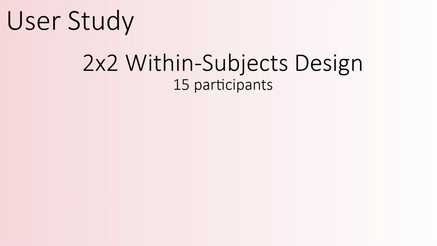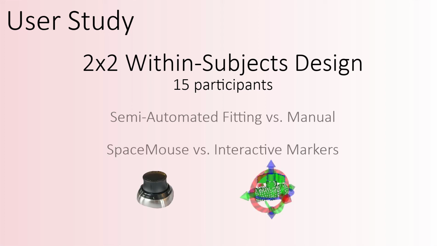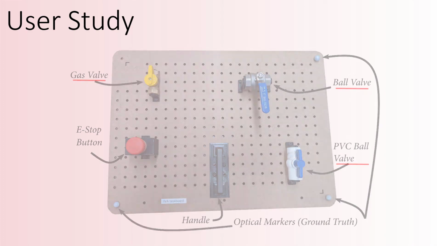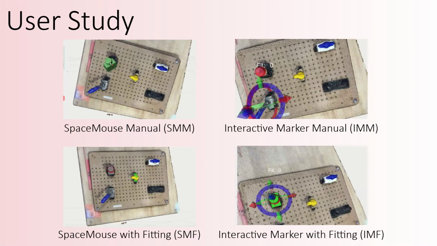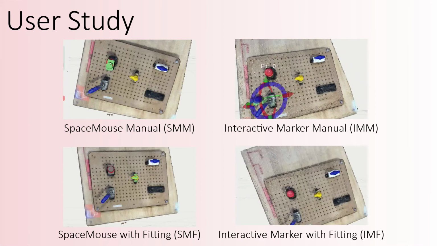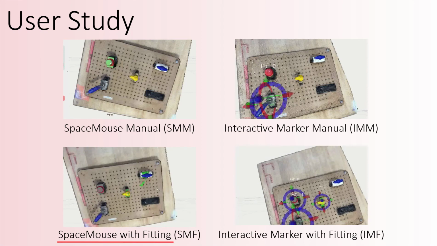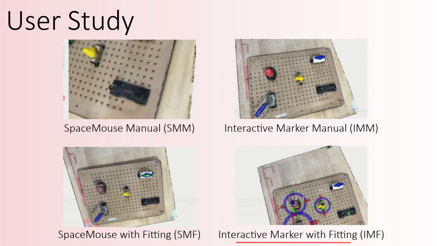We conducted a 2x2 within subjects user study to assess our method. The study was designed to confirm the benefits of our semi-automated fitting and to explore two different input methods, a space mouse and interactive markers. The goal was for participants to register 5 objects on a task board, 3 of which had articulated handles. Participants were able to practice with each method for up to 10 minutes before beginning the trials. The 4 conditions were space mouse manual, interactive markers manual, space mouse with fitting, and interactive marker with fitting.